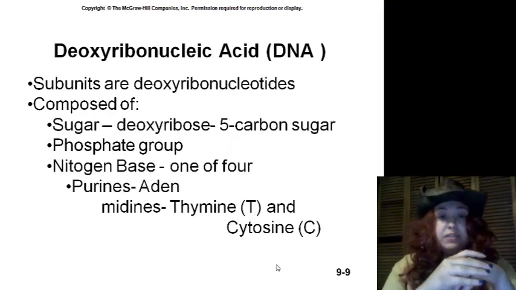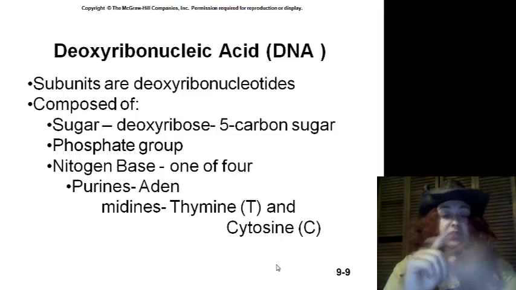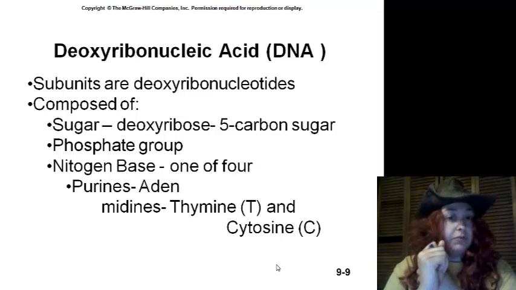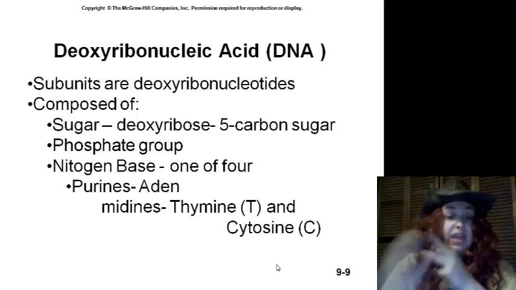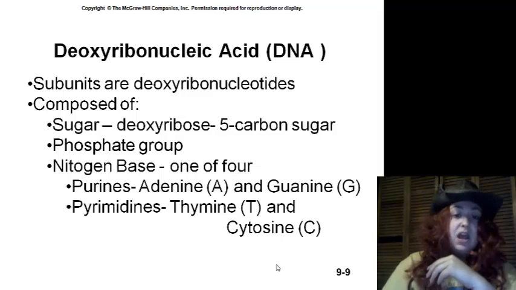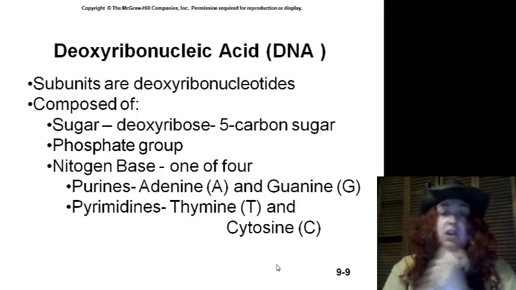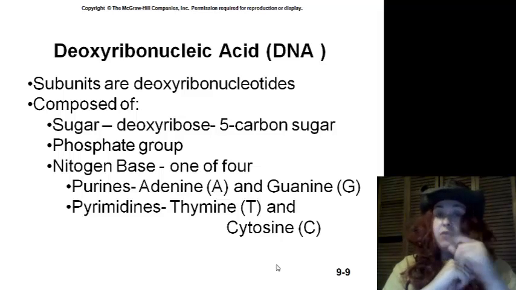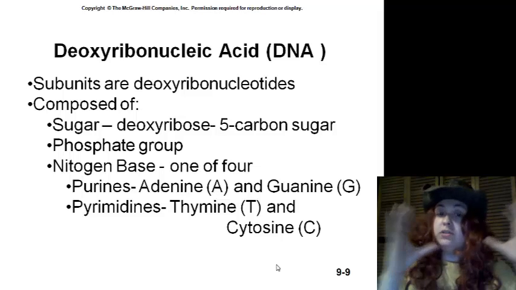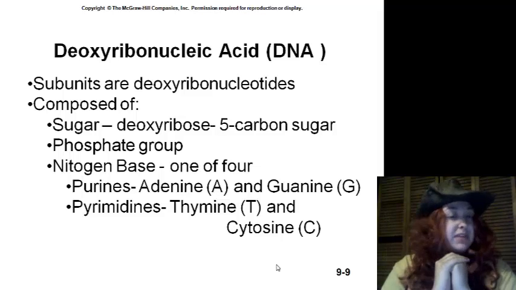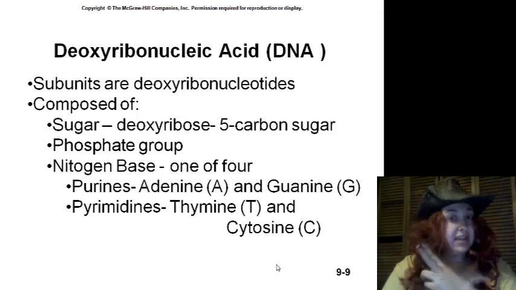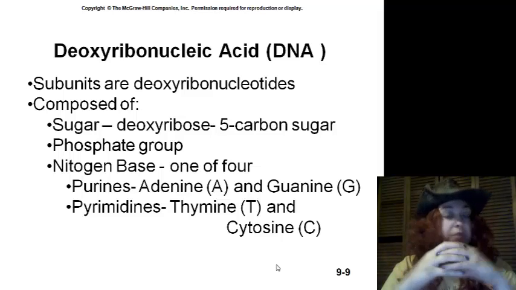We see our subunits are composed of the sugar, which is a deoxyribose sugar, a phosphate group, and a nitrogen base. Our nitrogen base is one of 4 different types. We have the purines, which are adenine and guanine, which are the larger bases, and we have the pyrimidines, which are thymine and cytosine, and those are the smaller bases.